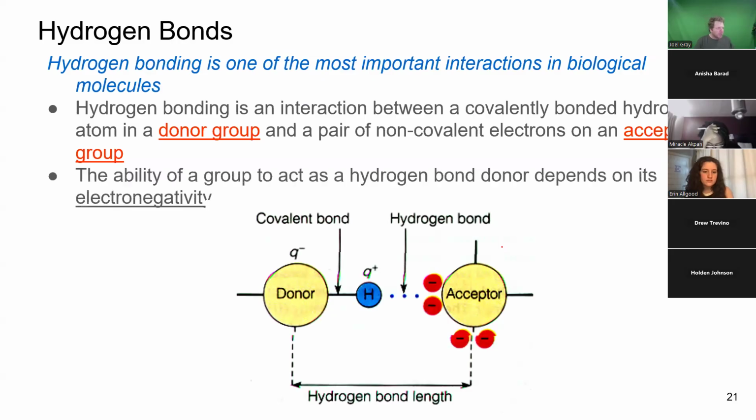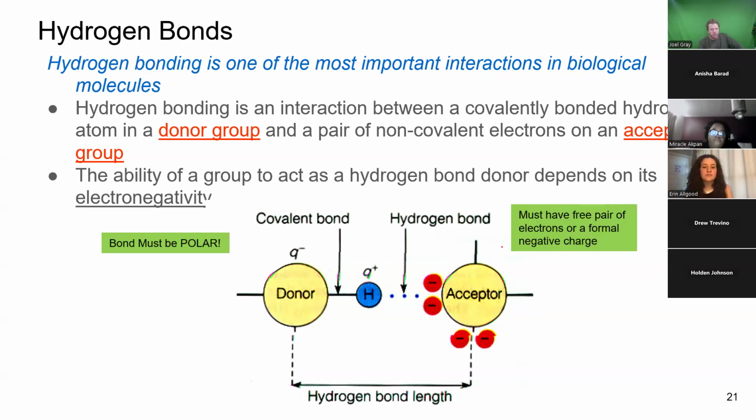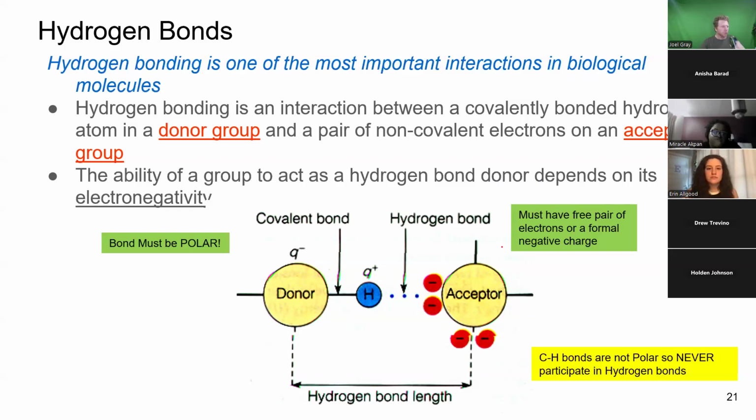So the ability of a group to act as a hydrogen bond donor depends on its electronegativity. The bond must be polar in a hydrogen bond and must have a free pair of electrons or a formal negative charge.